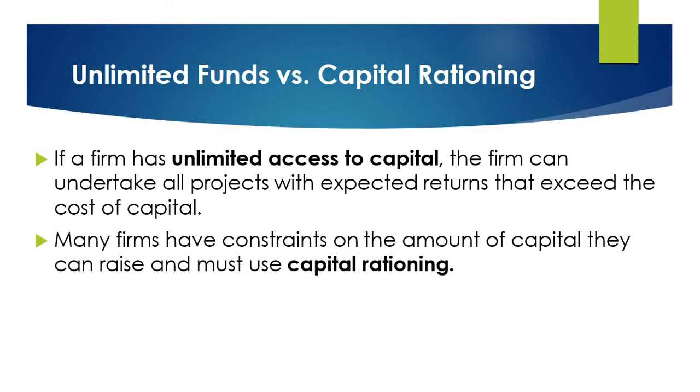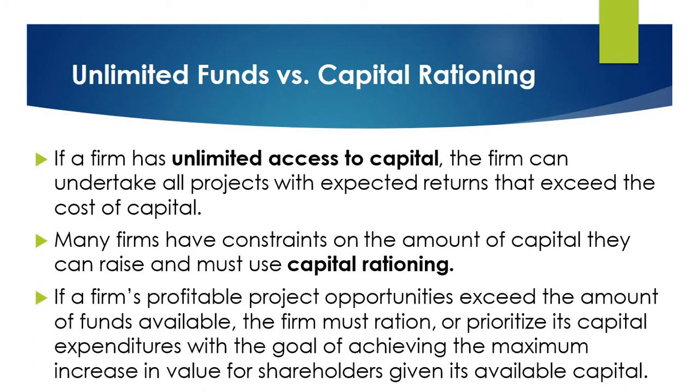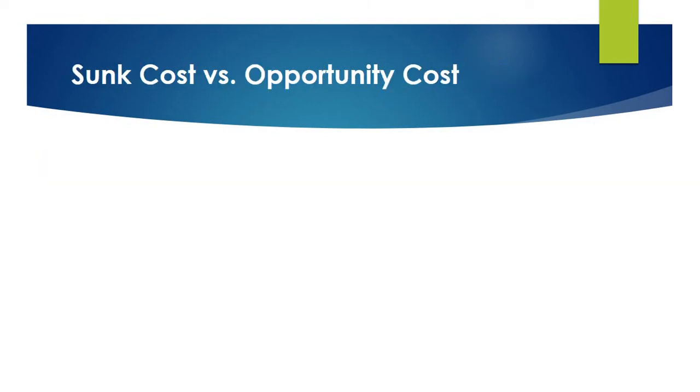So in most cases firms need to select the most profitable project first for investment, then they will select other projects. So if a firm's profitable project opportunities exceed the amount of funds available, the firm must ration or prioritize their capital expenditures with the goal of achieving the maximum value of the firm or the value of the shareholders.